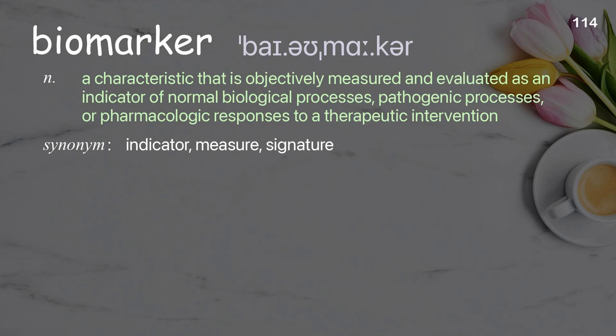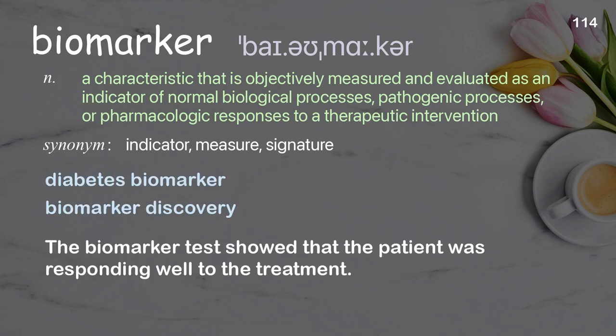Biomarker. A characteristic that is objectively measured and evaluated as an indicator of normal biological processes, pathogenic processes, or pharmacologic responses to a therapeutic intervention. Examples: diabetes biomarker. Biomarker discovery. The biomarker test showed that the patient was responding well to the treatment.